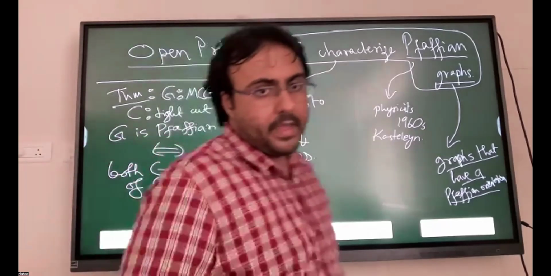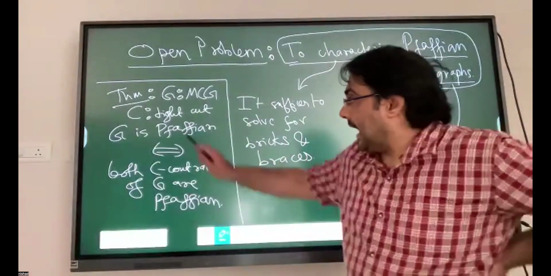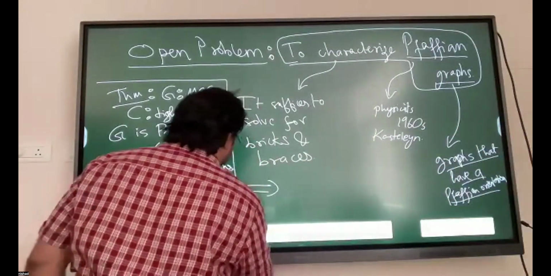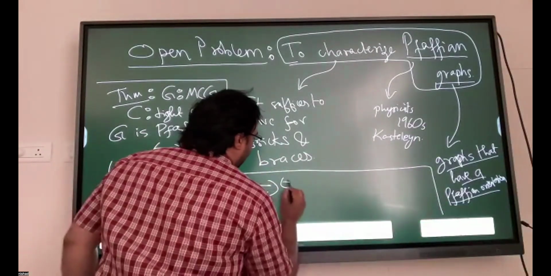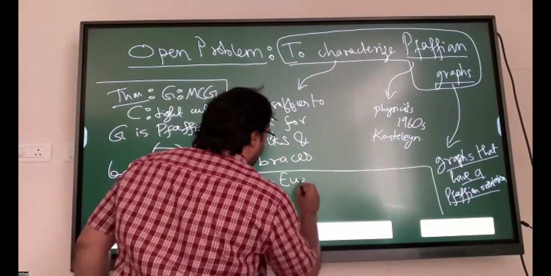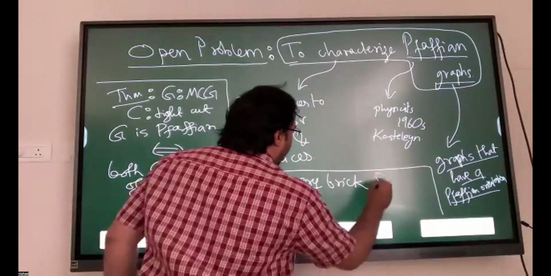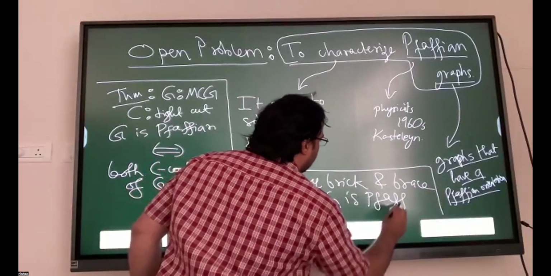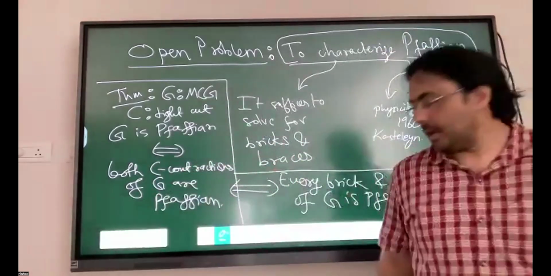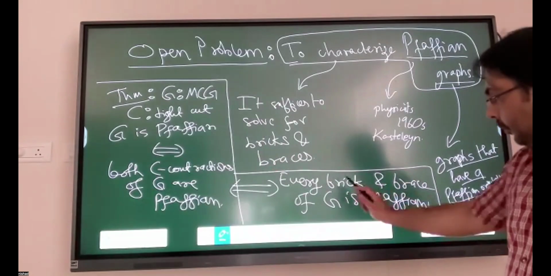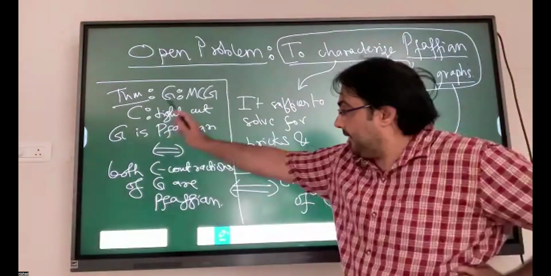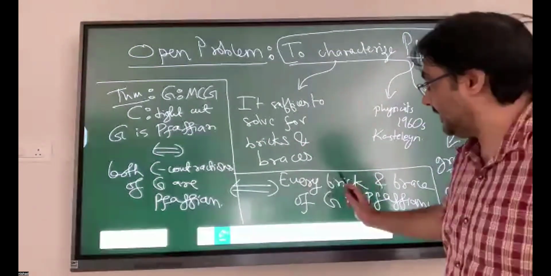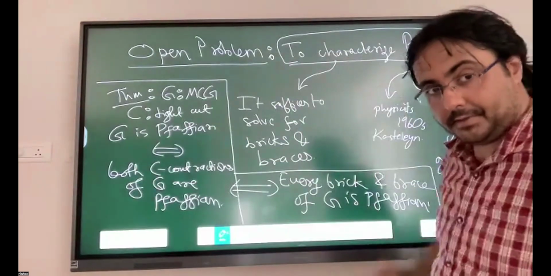And if you prove this, then it follows from Lovász's theorem that a graph is Pfaffian if and only if each of its bricks and braces is Pfaffian. So this implies, or double implies rather, every brick and brace of G is Pfaffian. Okay? So if you know that all the bricks and braces are Pfaffian, you know that the graph is Pfaffian. And if you know that the graph is Pfaffian, then all the bricks and braces are Pfaffian. Therefore, if you can characterize the Pfaffian bricks and braces, then you can characterize all Pfaffian graphs.